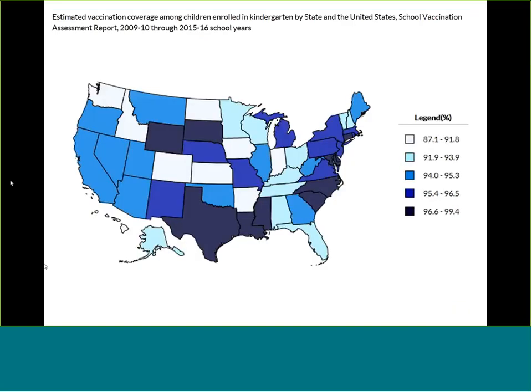So really quickly, this is another map from the CDC. This is looking at kids that are to enter school, the school vaccination assessment report, and you can see the percentage of children that have had appropriate vaccination. It's hard to see DC on this map because it just gets swallowed up between Maryland and Virginia, but the numbers for DC are 88.5% of our kids enrolled in kindergarten are appropriately vaccinated. In Maryland, it's 99%, and in Virginia, it's 96%.